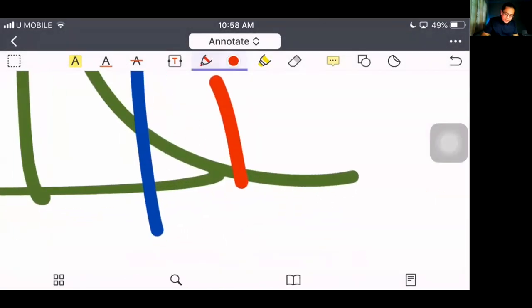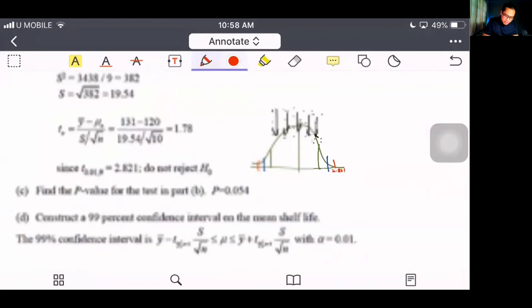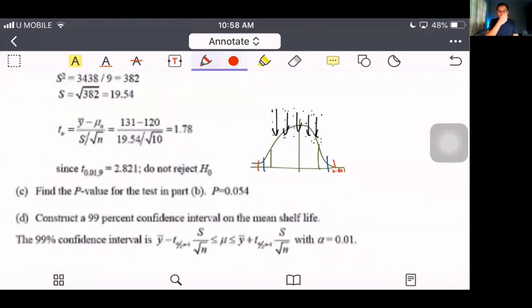changing to red. 2.821. Was it 2.821? Yes, 2.821. So where is 1.76? It is inside the red gates. Okay, it is inside the red gates. That means you are almost accepting anything.